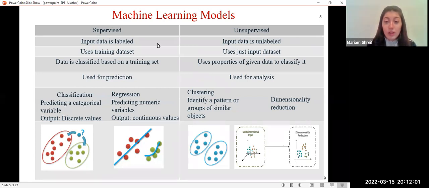For example, if we are forecasting permeability or porosity values. And for clustering, we are identifying a pattern or a group of patterns that have similar objects, or objects that have similar properties and features. And finally, for dimensionality reduction, as we can see, we are reducing the dimensionality of the multi-dimensional input data, where we are removing some input parameters from the data set.